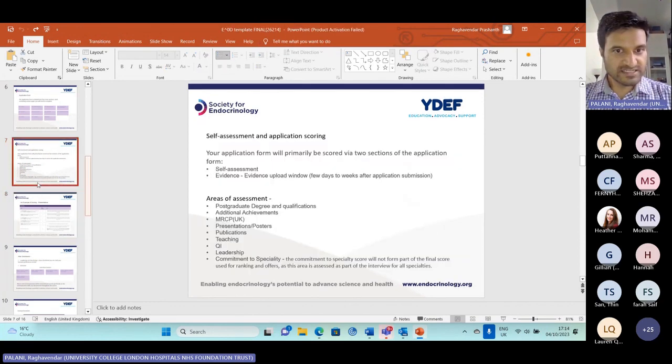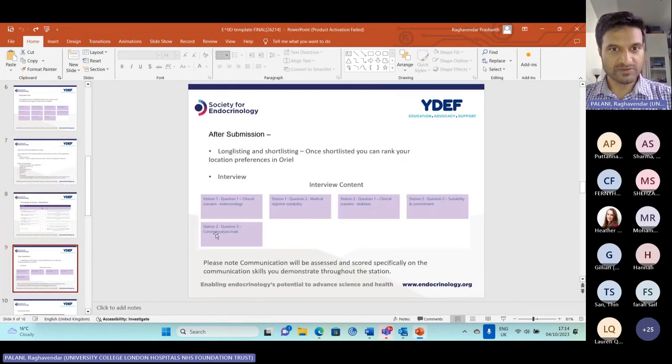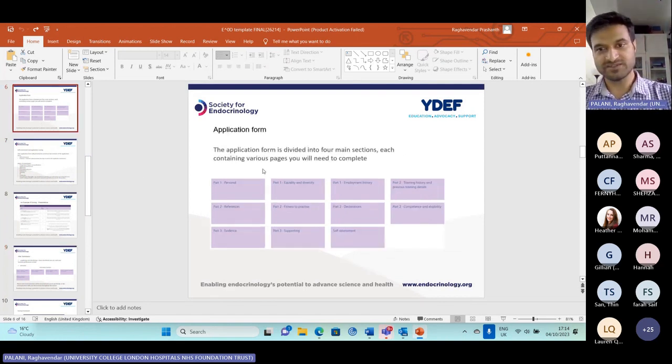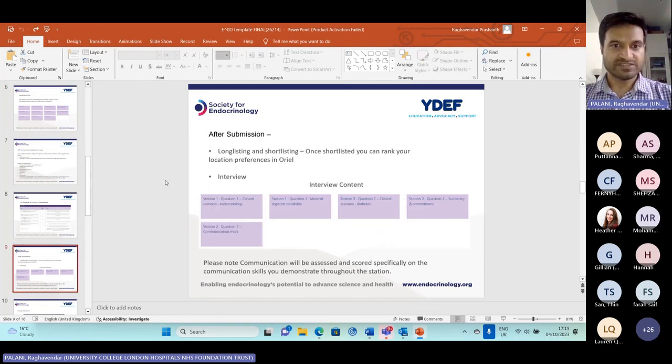Now, that's the self-assessment and scoring bit. So now after submission, let's say you've gone through all of this, you've done your application process, you've done your self-assessment, you've uploaded the evidence, and now coming after the submission, there is longlisting. Essentially, the first slide that I said, are you eligible? If you are eligible, you will be longlisted. If you're not eligible, you'll not be longlisted.